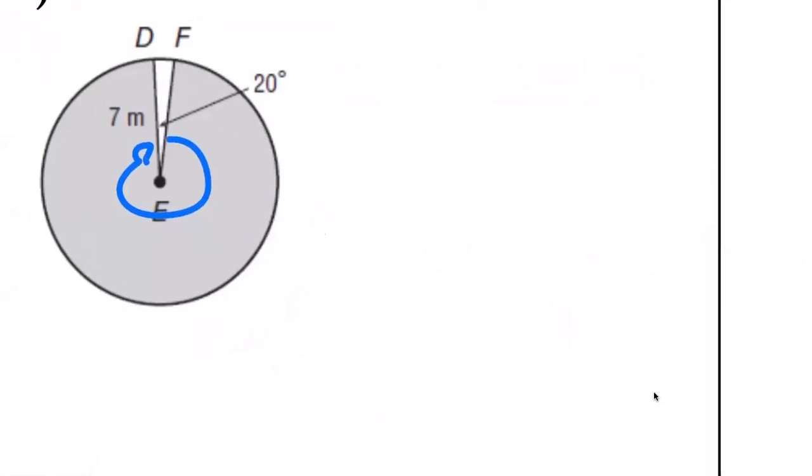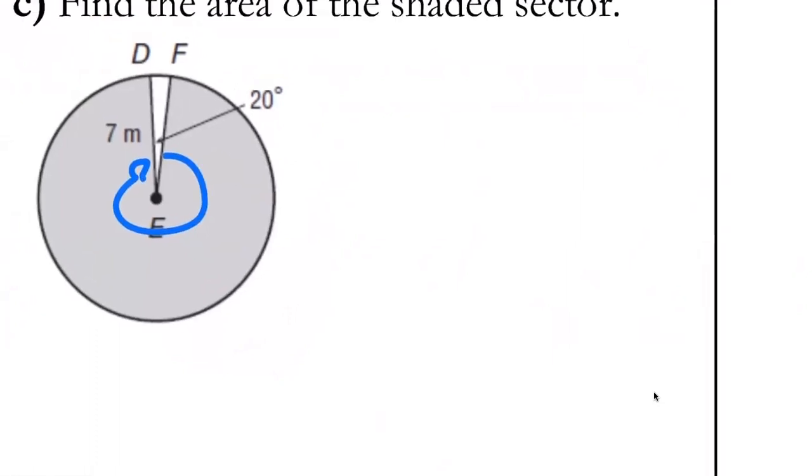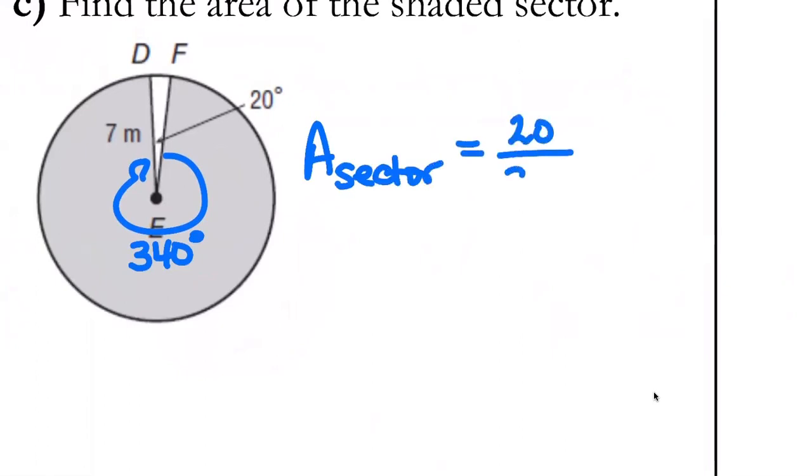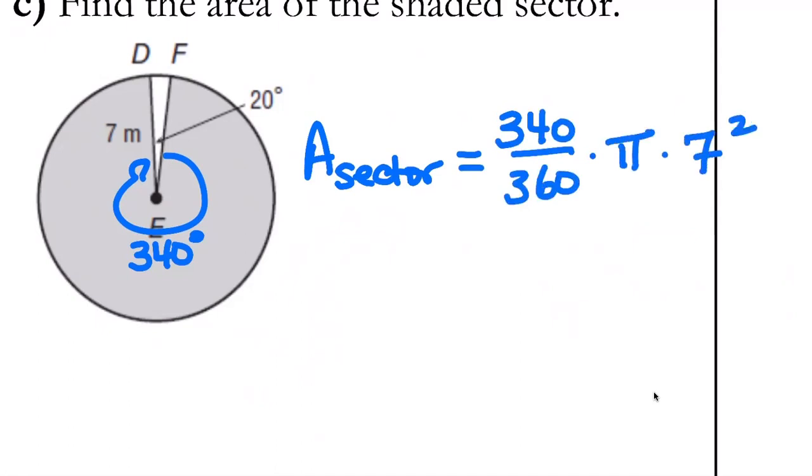So we're just going to go ahead and plug in the calculators. If that's 20 degrees, that means this will be 340, 360 minus 20. So the area of the sector will be 340/360ths of pi times the radius squared, or 49 pi.